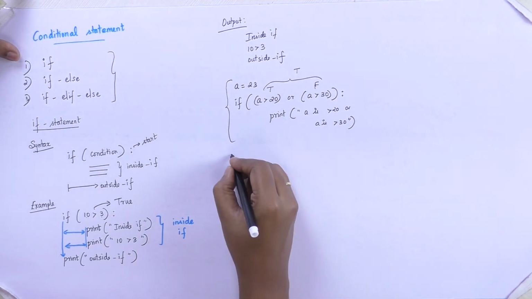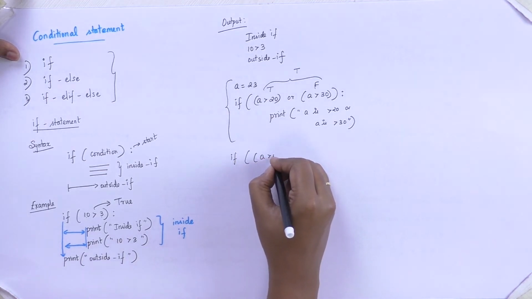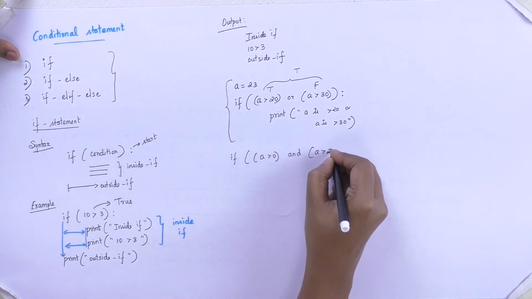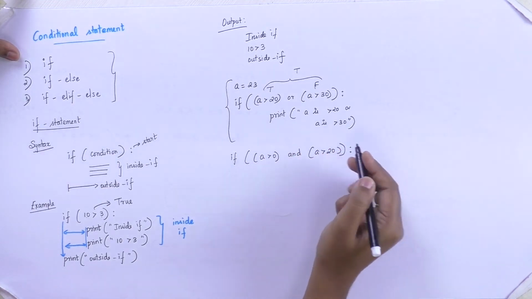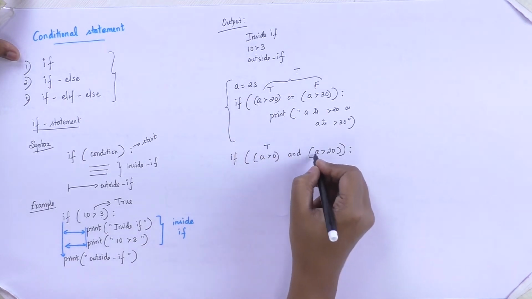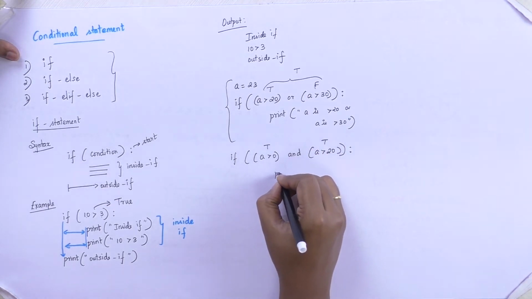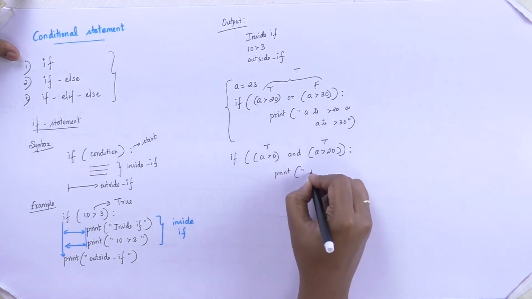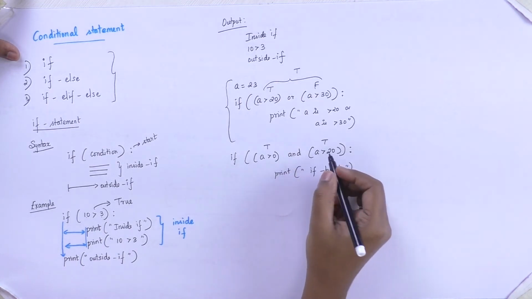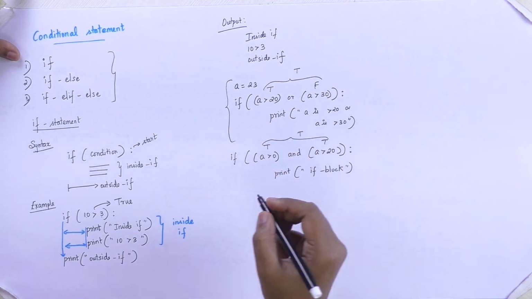Let me take another example using AND. For example, a greater than 0 and a is greater than 20. In this case, a value is 23. 23 greater than 0, true. 23 greater than 20, it is true. So in both cases true, it will get inside the if block. Since both the conditions are true, true and true is true.